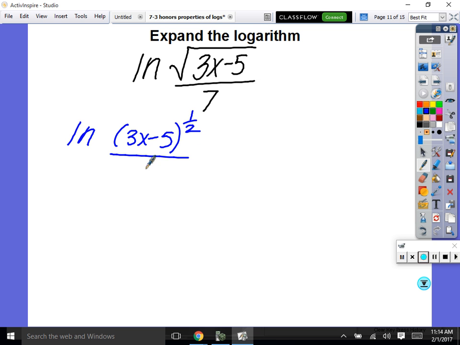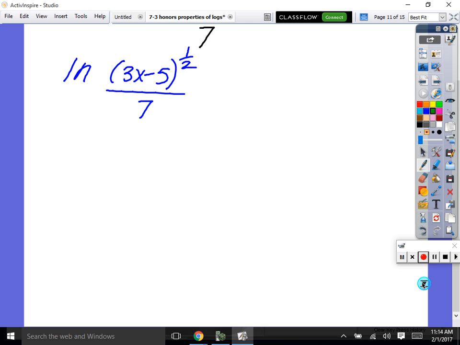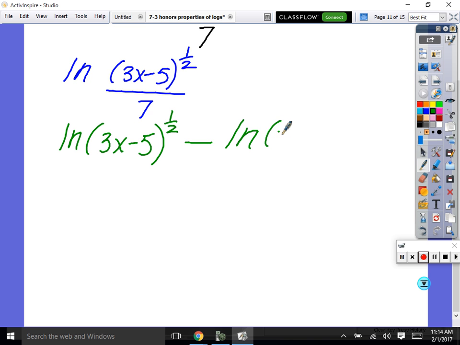And then that's divided by 7. So now when you divide, you subtract. So we can split this apart. So we have ln of 3x minus 5 to the 1/2 power minus ln of 7. Does everybody understand? Then one more step would be taking the power down. So we grab the 1/2 power, pull it out in front.